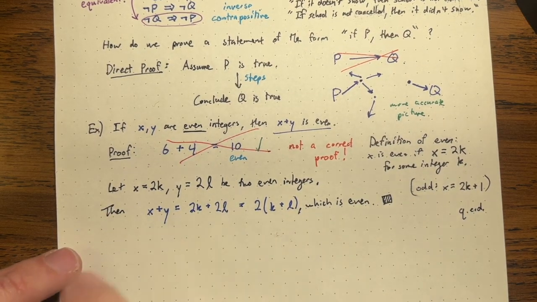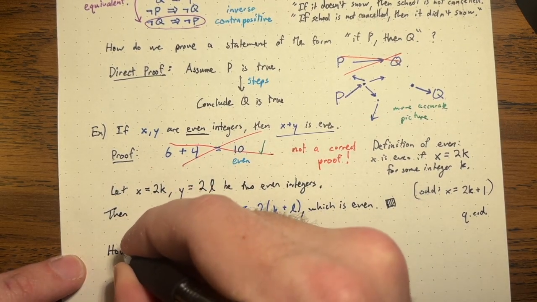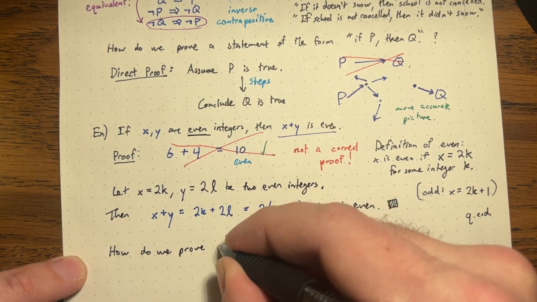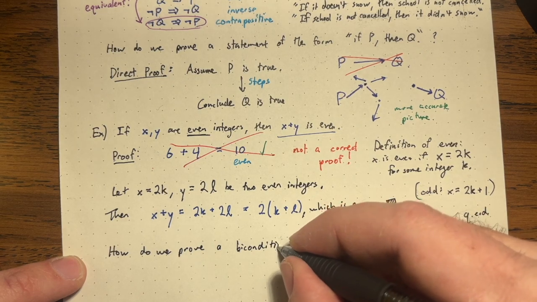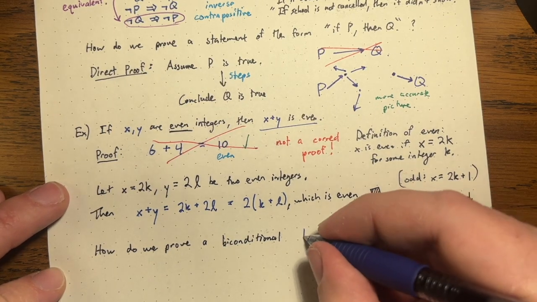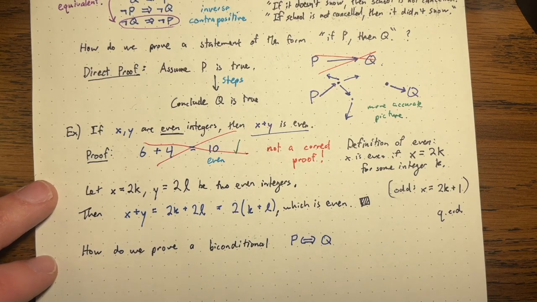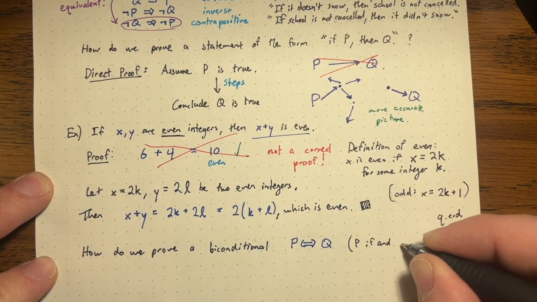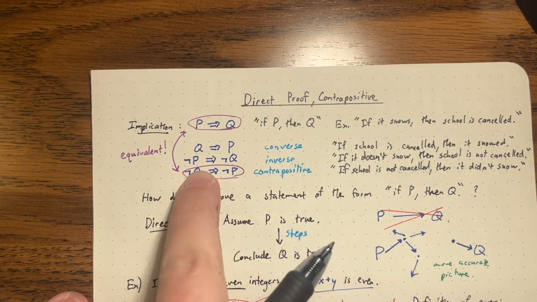Let's do a biconditional this time. So, okay, how do we prove a biconditional? What's a biconditional again? That's P if and only if Q. Remember, the symbol's a double arrow. So again, that means P if and only if Q. So the if goes both ways. It's saying P, the statement and its converse are true.